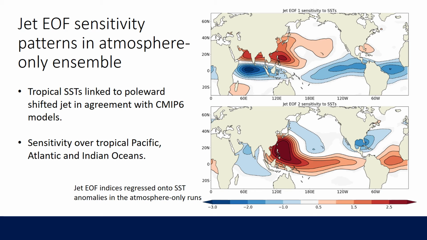Examining the patterns, we can see that there is a good amount of consistency with the pre-industrial control runs, particularly for EOF1, with a poleward shift of the jet associated with cool anomalies in all three basins.